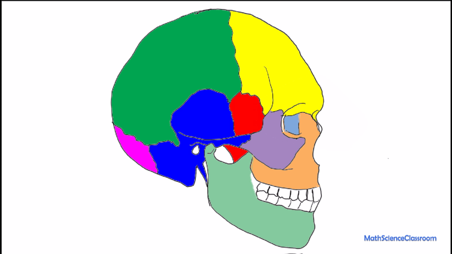Okay, we've colored our skull, and now as a review, let's actually label the parts. So I will identify a part, and let's try to think of what is the location of the part. So we'll start with the parietal bone. The parietal bone, parietal means wall of hollow cavity. Where is the parietal? So the parietal we've colored green. So here is the parietal.